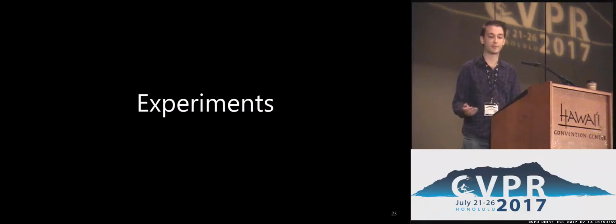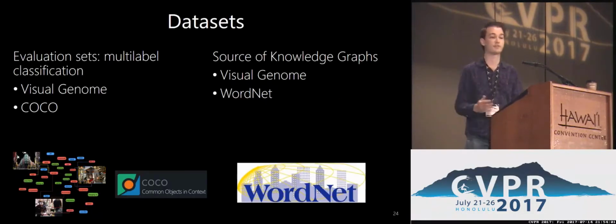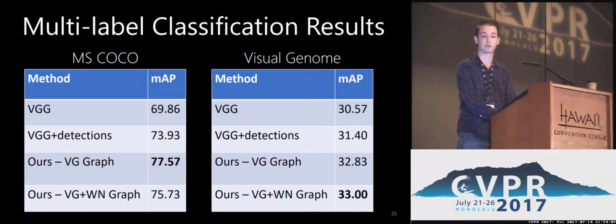For our experimental evaluation, we evaluate on Visual Genome and COCO, both in the multi-label classification setting. And for our knowledge graphs, we use the Visual Genome scene graphs as well as WordNet. In our results, we show significant improvement over baseline methods that only use visual features and detection scores.